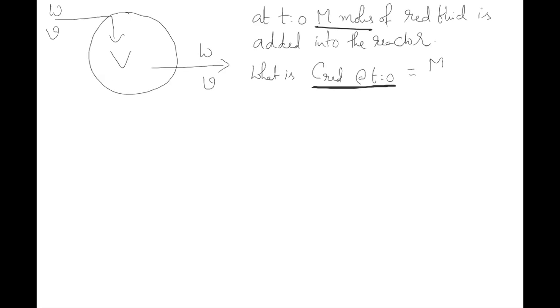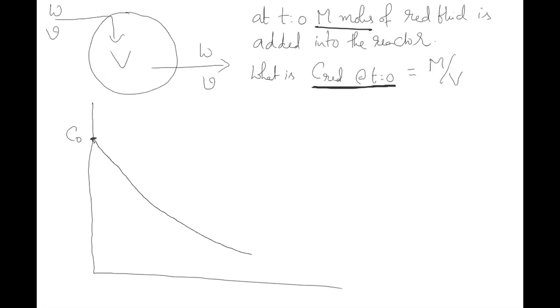M divided by V, no? If I added m moles of red fluid into V volume, then what is the concentration? So the first plane which comes out will have how much concentration? C naught, which is nothing but m divided by V. See, the first plane which comes out will have that, and then the concentration of red fluid will slowly decrease because of the previous logic that we have written.